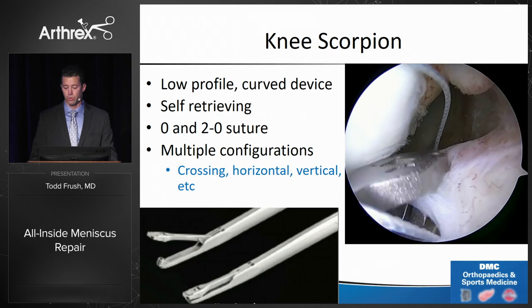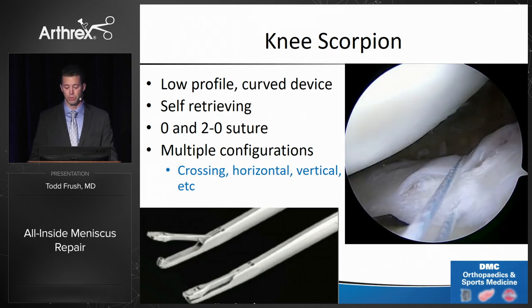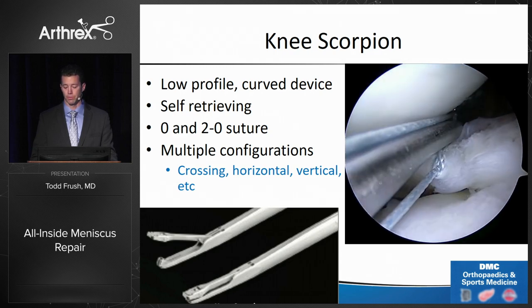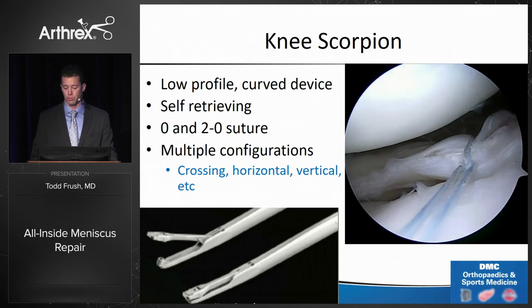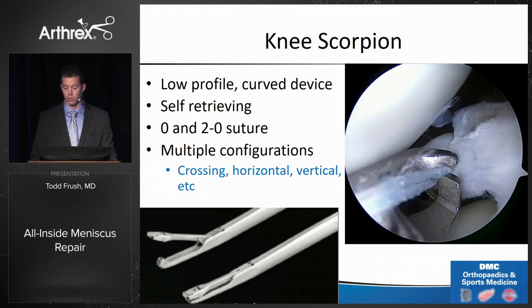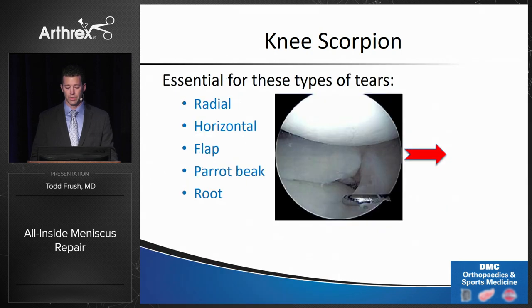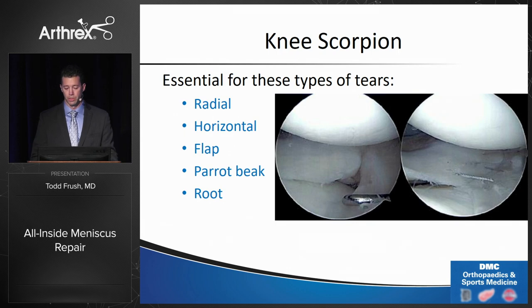The device is low profile, has a slight up curve to match the meniscus anatomy. You can use either a 0 or 2-0 fiber wire suture, which can be placed in multiple configurations such as crossing, horizontal loop, or vertical loop, etc. It's essential for these types of tears I listed here, such as radial, horizontal, flap, parrot beak, and root tears.